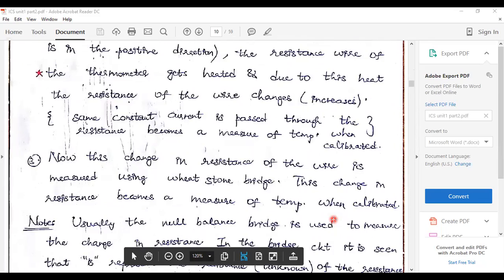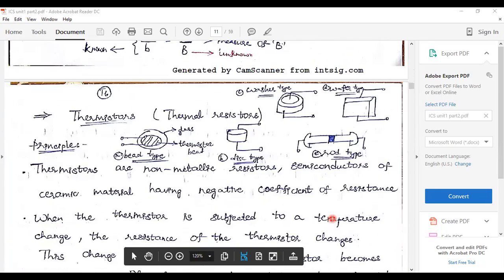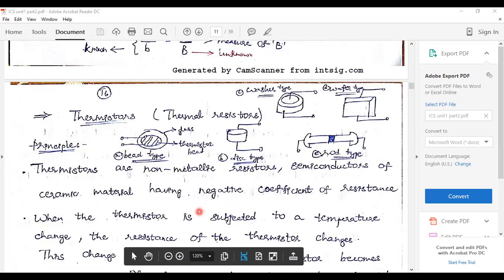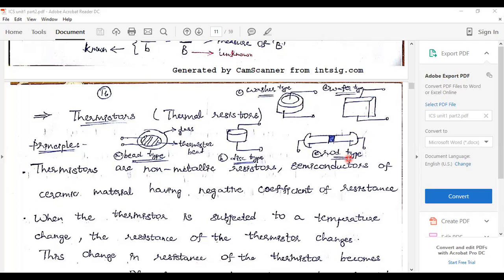Now we are going to see thermistors. Later on, we will see the thermocouples also. There are different types of thermistors: bead type, disc type, washer type, wafer type, and rod type. Different shapes of thermistors are there. First one is bead type. This is glass, and inside this one, this is the thermistor bead.